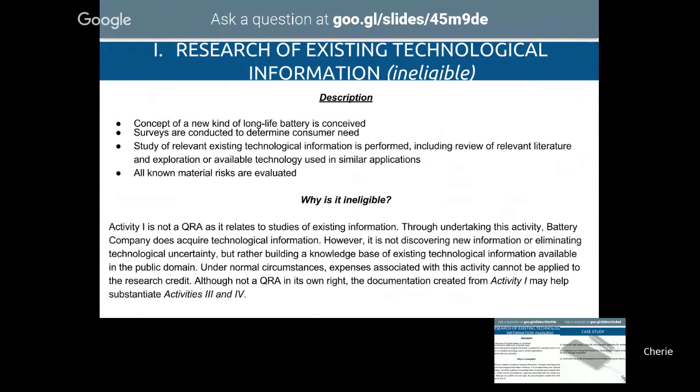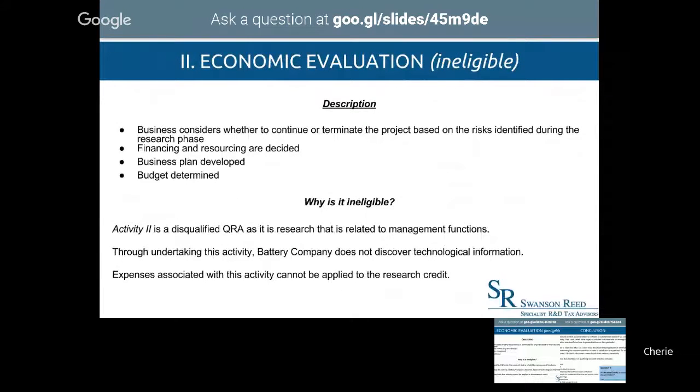This phase, although it is critical to product development, is ineligible because it does not meet the technical requirements. It is not eliminating technological uncertainty. It is simply building on a knowledge base of existing information already available in the public domain. Second phase, economic evaluation, is also ineligible as it is research that is related to management functions and there is no new technological information being gained.